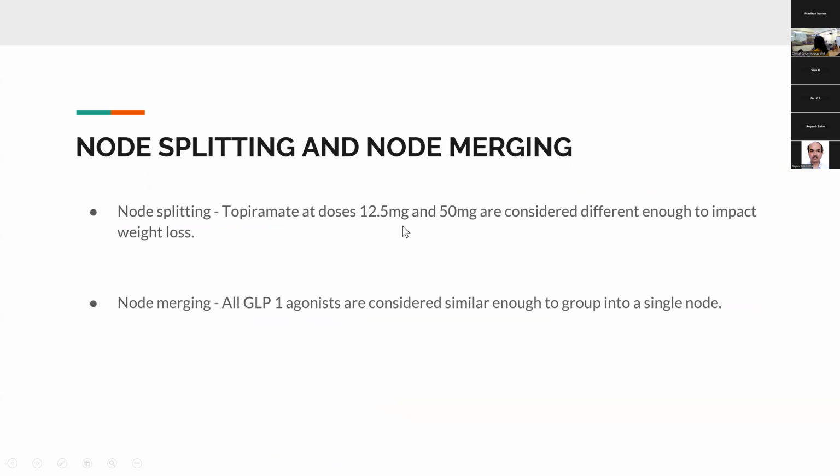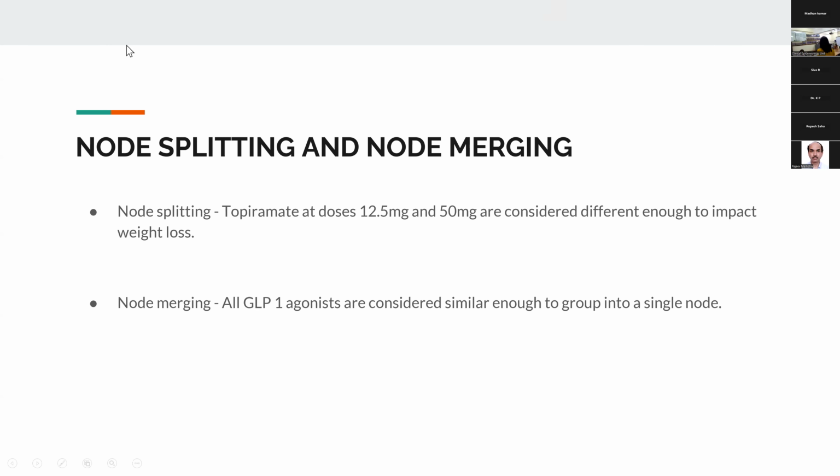There is a concept called node splitting and node merging. Node splitting means, suppose we say topiramate at doses 12.5, 25 and 50 are 3 different interventions. Then that's called splitting of a node. This is up to the clinician and the researcher to decide.